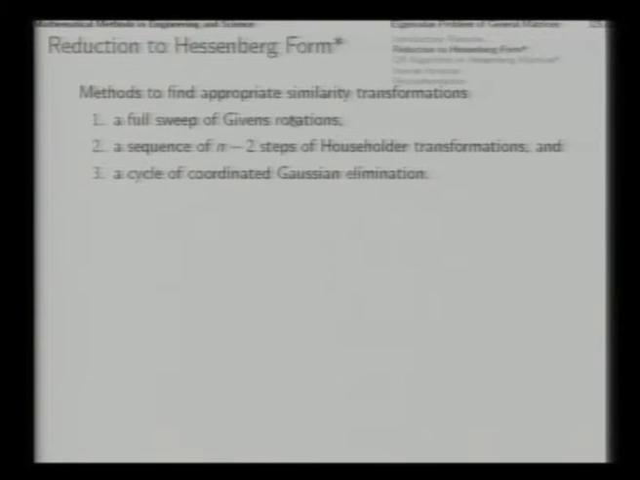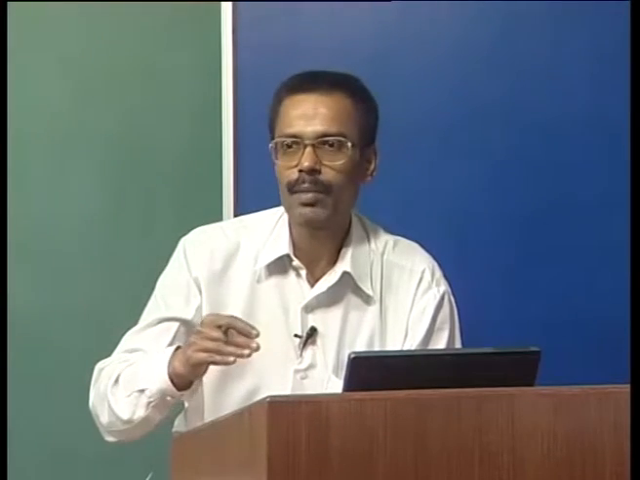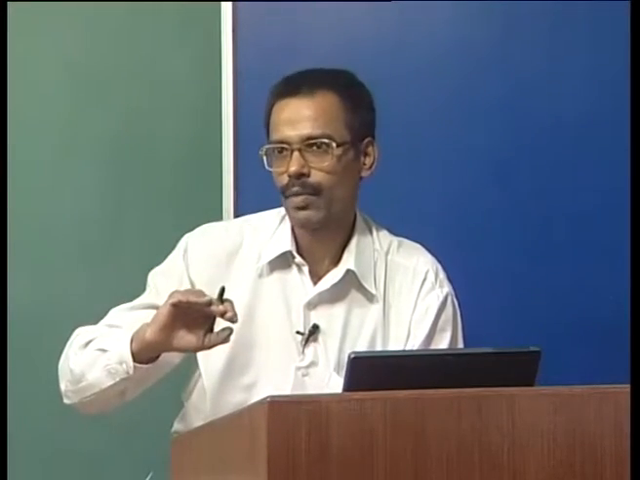One is a full sweep of Givens rotation, as we have discussed earlier. Another is a sequence of n minus 2 steps of Householder transformations, which also we have discussed in the previous lecture. Now, each of these two converts a symmetric matrix into symmetric tridiagonal form. The same operations in the case of a non-symmetric matrix will convert it to the upper Hessenberg form. The zeros under the subdiagonal will be arrived at, but that will not mean that over the super diagonal also you will get 0, that you will not get in general.